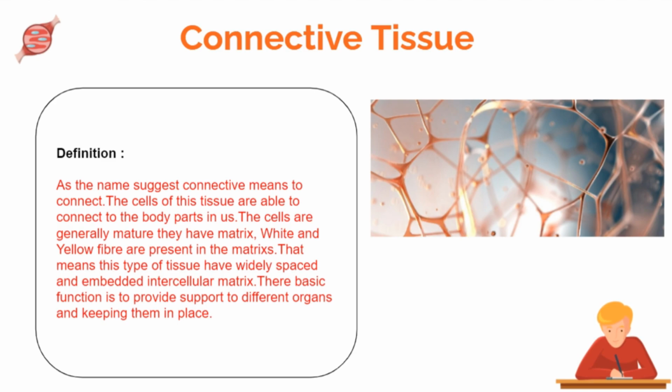Let us now move to another type of tissue present in the animal's body, that is the connective tissue. As the name suggests, connective means to connect. The cells of these tissues are able to connect the body parts in us. The cells are generally mature. They have a matrix. White and yellow fibers are present in the matrix. That means this type of tissue has widely spaced and embedded intercellular matrix. Their basic function is to provide support to different organs and keep them in place.